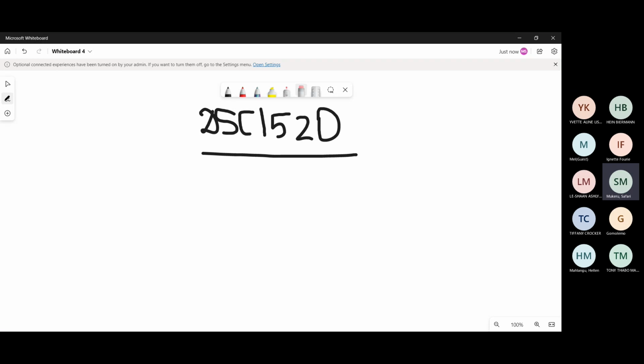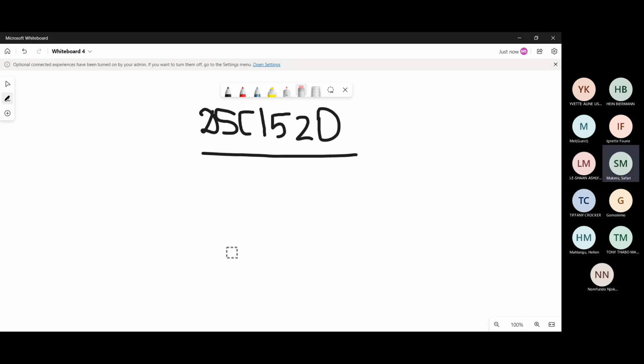I hope you can all see my whiteboard. Great. Please let me know if you can see the board, and if not, let me also know. Right, today we'll discuss the concept of differentiation.